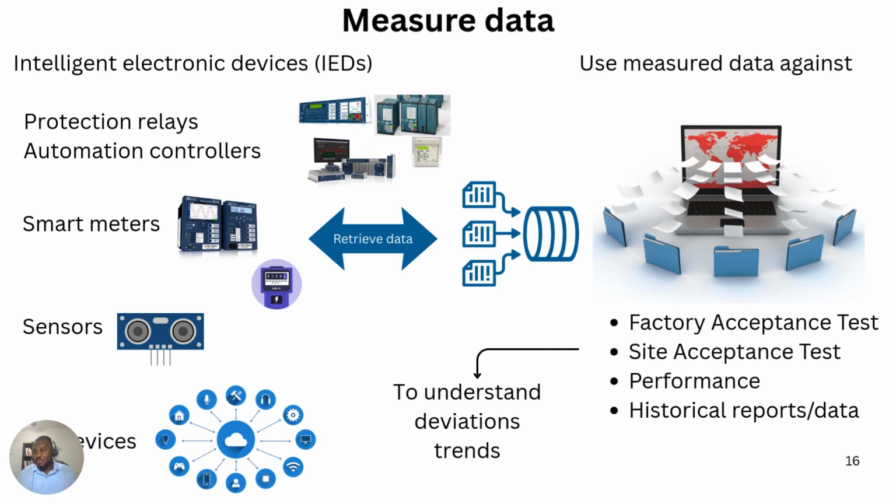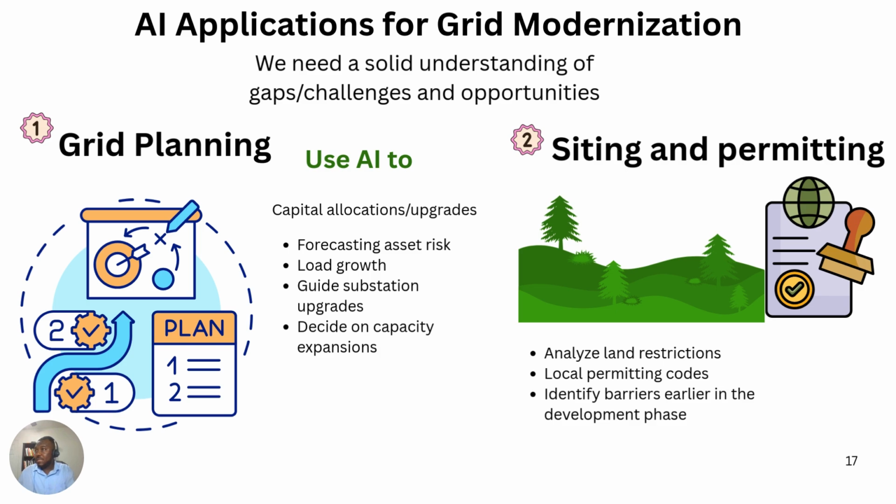Okay, so since we know the parameters to check, we know the importance of measuring the data and then setting our base case. Let's look at some of the applications where we can use this knowledge. So applications here, how we can apply AI to modernize the grid? First of all, as I mentioned, you need to have a solid understanding of the gaps or the challenges. And then once we know the challenges, we'll begin to see the opportunities. The opportunity for using AI is for grid planning. And how do we plan the grid?